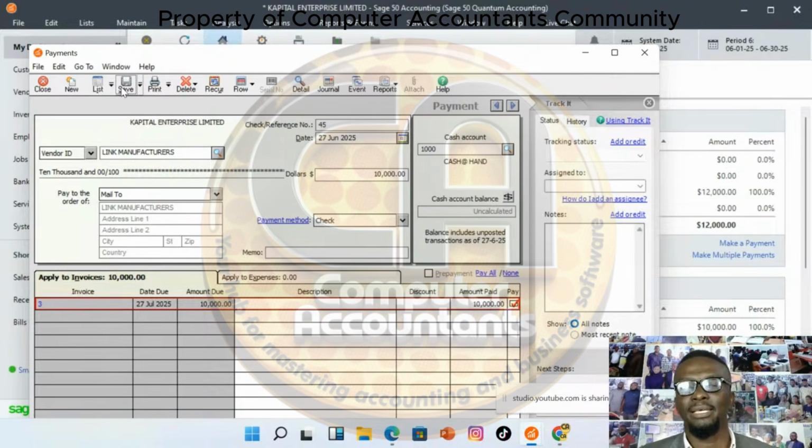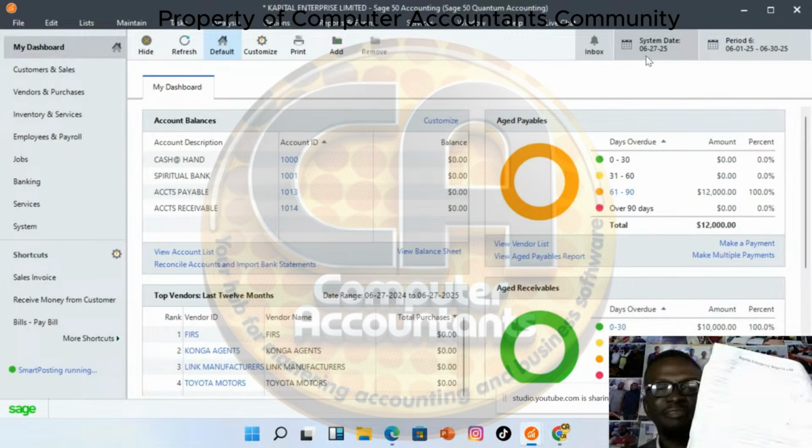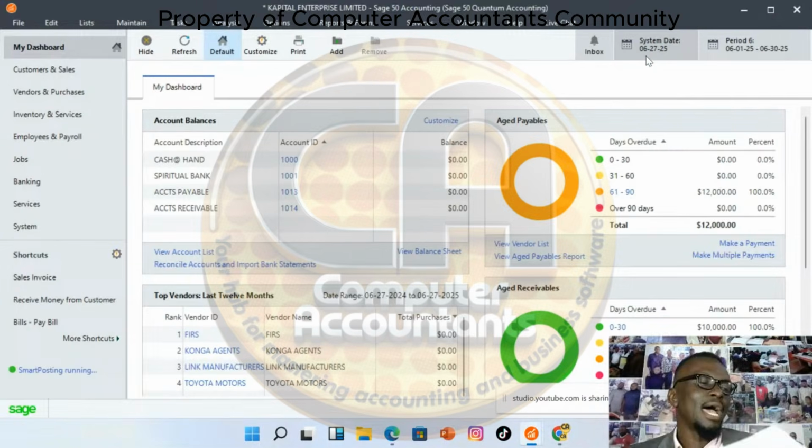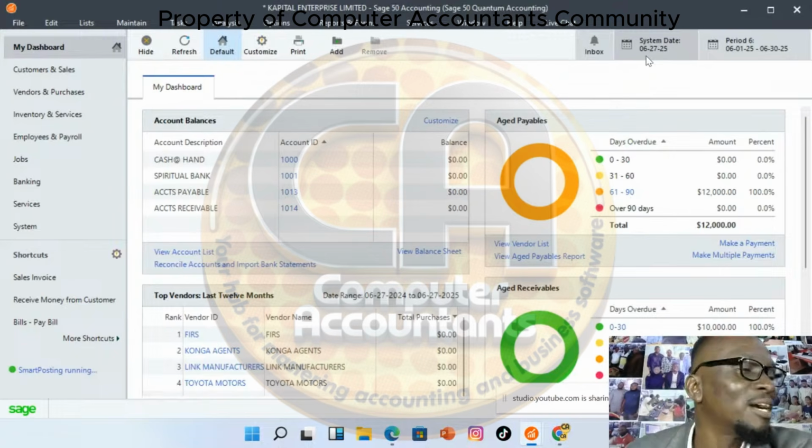Okay, so let's move. Save once again. So I'm done paying vendors. I'm now turning to the second page. So it's my turn to receive money from my customers.